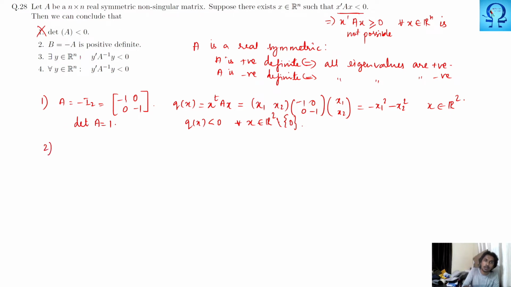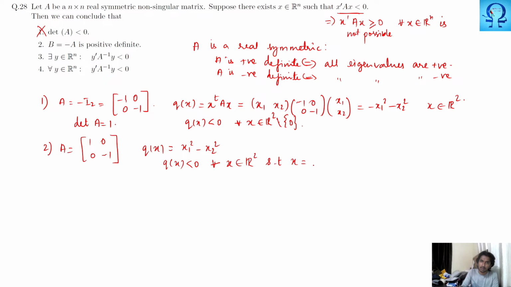Moving to option 2, b is equal to minus a, which is positive definite. That is what they are saying. Let me choose a to be equal to 1 0 0 minus 1. In this case, what is my quadratic form? It is x1 square minus x2 square. My quadratic form is less than 0 for all x in R2 such that x can be written as 0 comma x2. If I choose x in this way, only the second coordinate is present and the first is 0, and this x2 can be any nonzero value in R. In this case, my quadratic form is giving me a negative value.